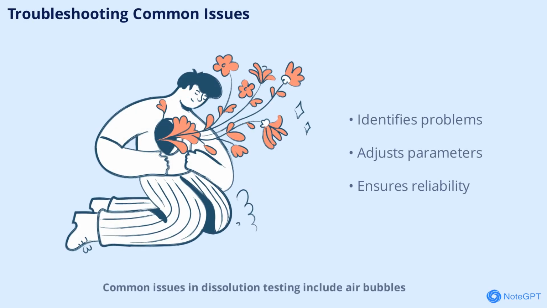Common issues in dissolution testing include air bubbles, uneven particle distribution, and adhesion to apparatus surfaces. Visual observation and proper documentation help identify these problems. Adjusting parameters like agitation rate, medium composition, or sinker use can resolve many issues. Regular maintenance and validation keep the system running smoothly and ensure reliable results.